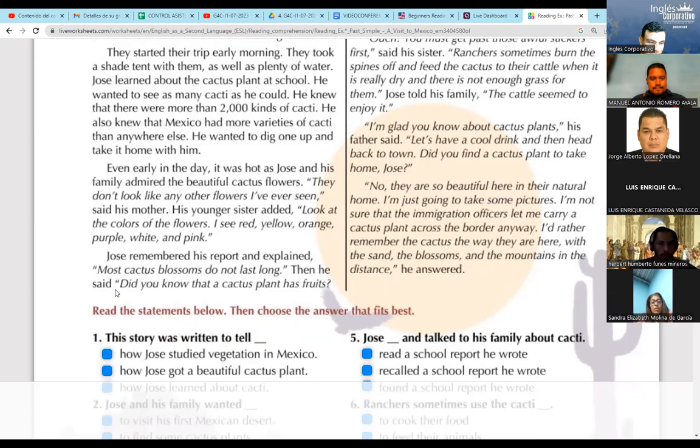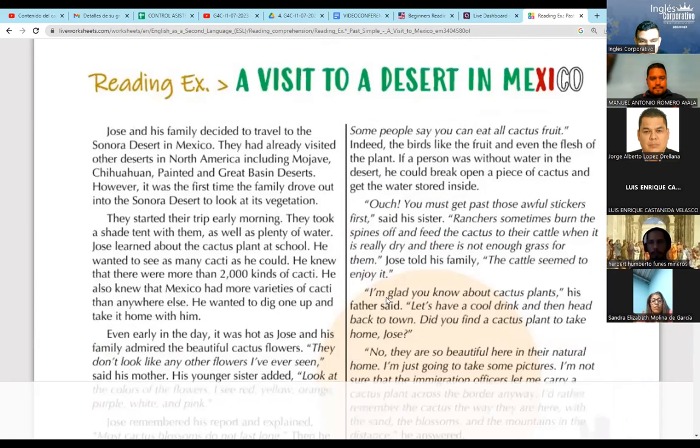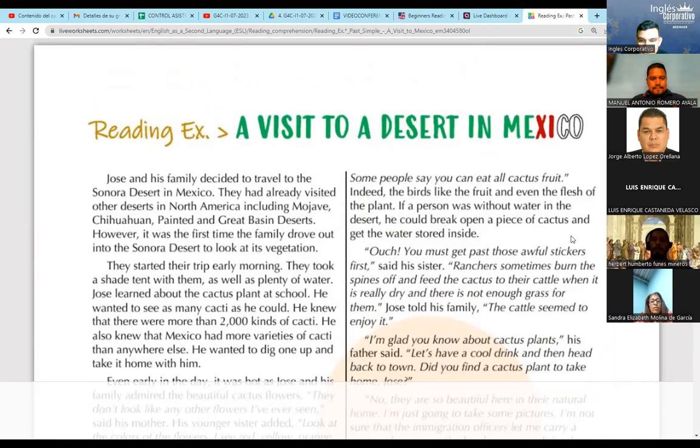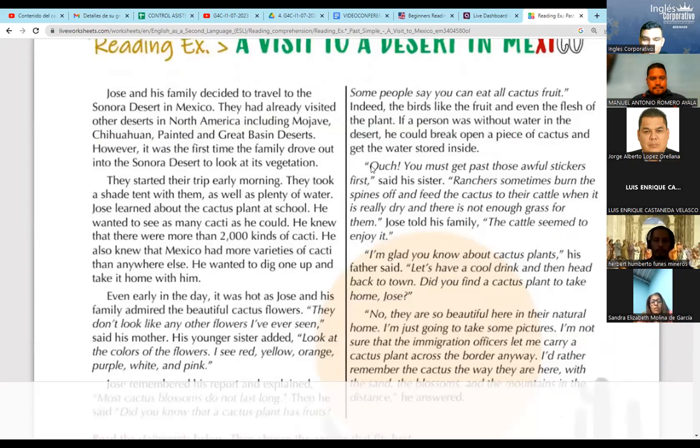Okay, Jose remembered his report and explained, most cactus blossoms do not last long. Then he said, did you know that cactus plants have fruits? Some people say you can eat all cactus fruit. Indeed, the birds like the fruit and even the flesh of the plant. If a person was without water in the desert, he could break open a piece of cactus and get the water stored inside.